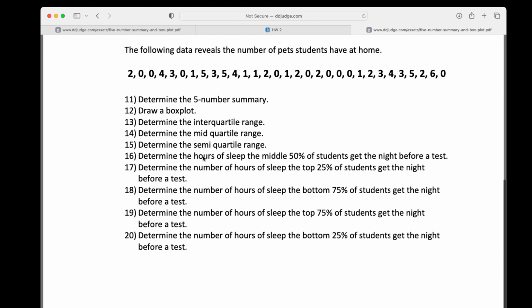What are they asking you here? Anybody know? Is it the same question? Are you sure? What does it say? The following data reveals the number of pets students have at home. It's a pet question. I don't know. So maybe later we'll do this one, or maybe not, or maybe have you guys do it at home. What do you guys think? Yeah, I'm going to think about that one. So anyway, this is now the pets question.